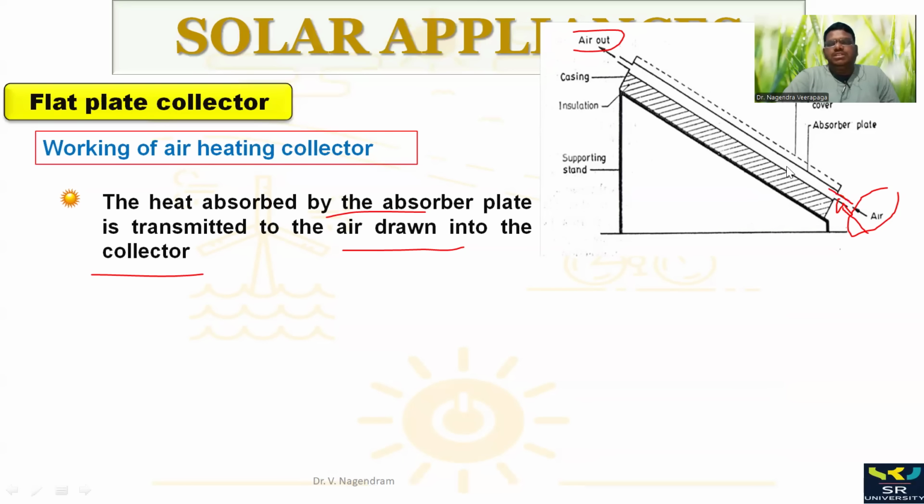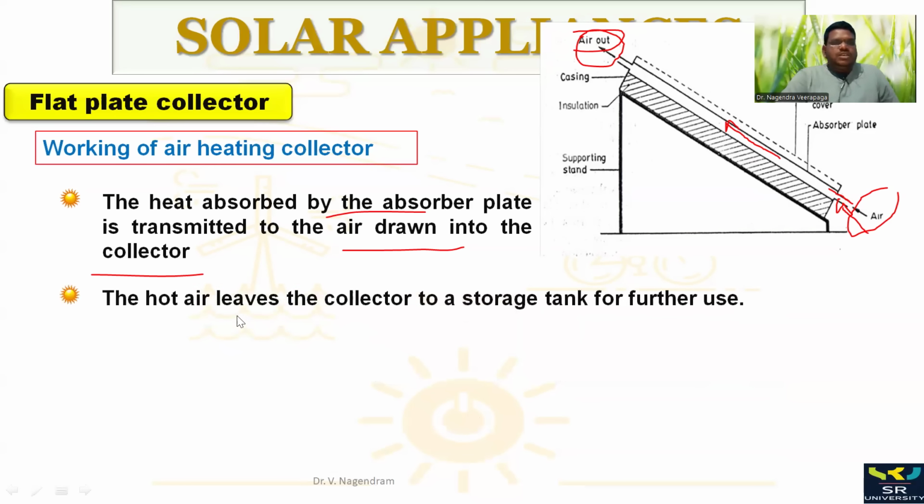As the temperature increases, the air's density will decrease. It automatically moves in the upward direction, and the air will take the hot air to the upper end of the heater. The hot air leaves the collector to a storage tank for further use. As I showed in the previous slide, we can store it in the storage tank and then use it for different purposes, either water heating or room heating or whatever you need.